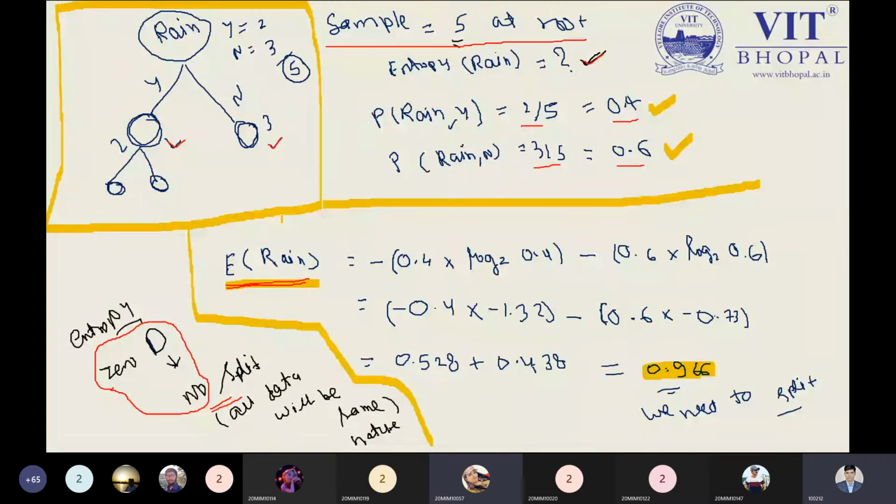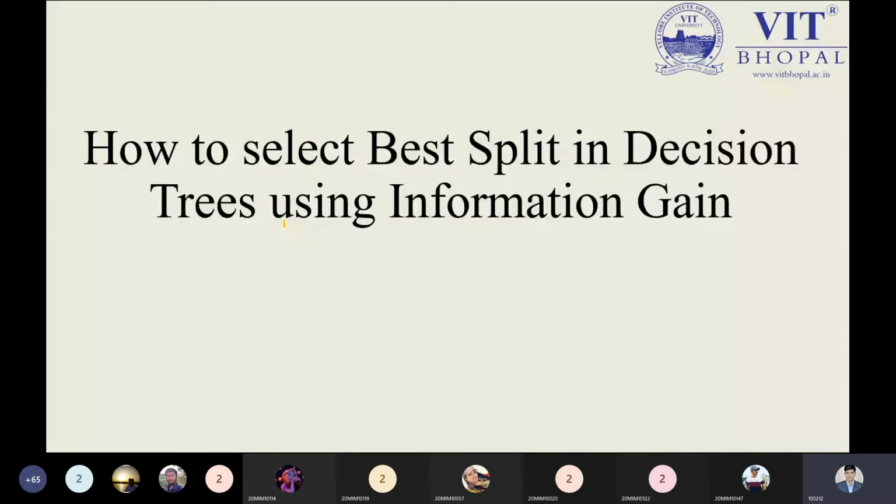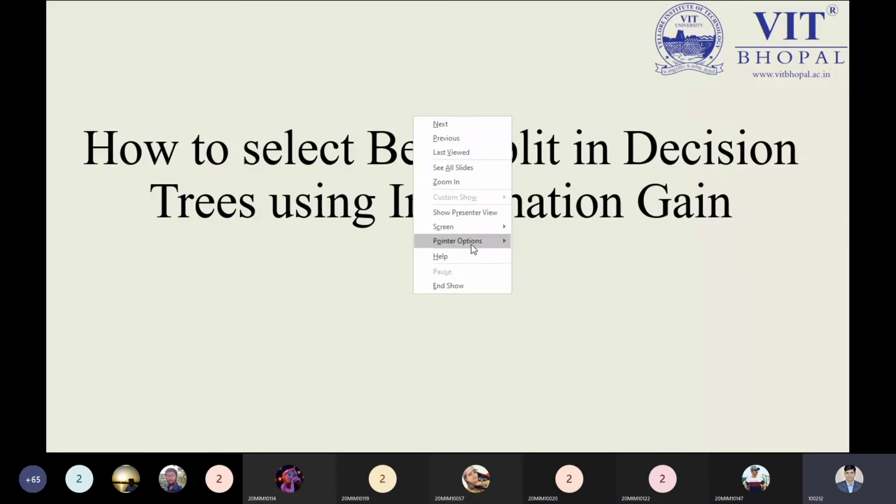So now that is a big question. How to select the best split in the decision tree using the information gain? That is the question we have to understand. Now I'm speaking once again this question, how to select the best split in the decision tree using the information gain. So now it's time to calculate the information gain.